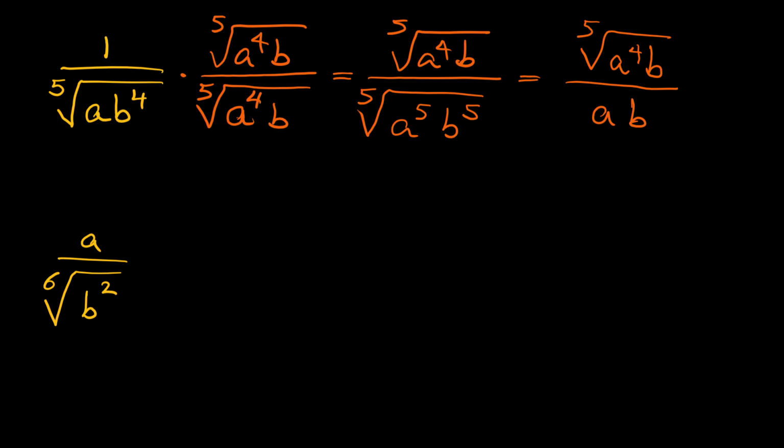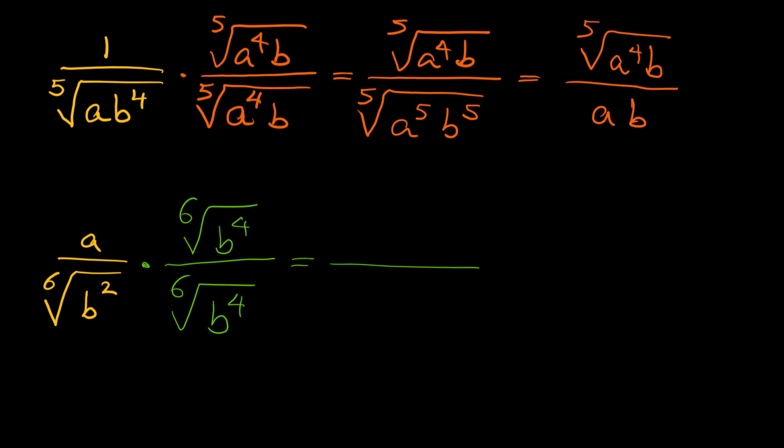Look at the next one. a over the 6th root of b to the 2. It should be clear to you that we have to multiply by the 6th root of b to the 4, because the power already is 2, but we need power 6. So if we multiply by b to the 4, then 4 plus 2 would be 6. The numerator is simply a times the 6th root of b to the 4. What about the denominator?